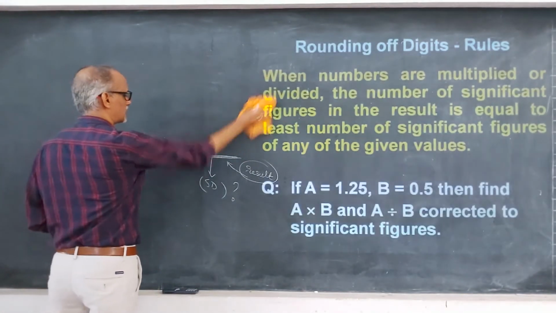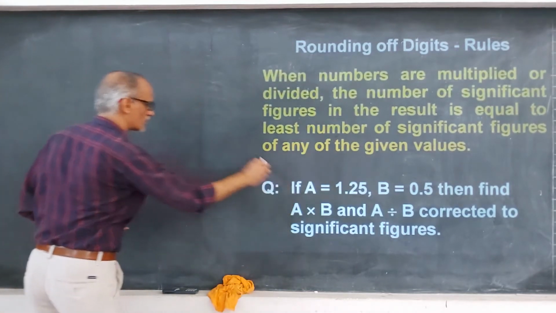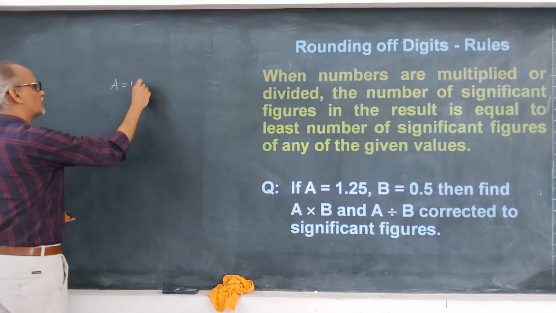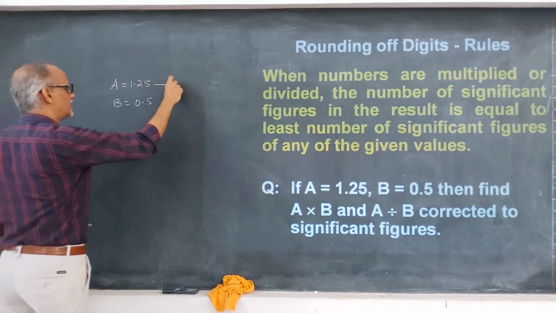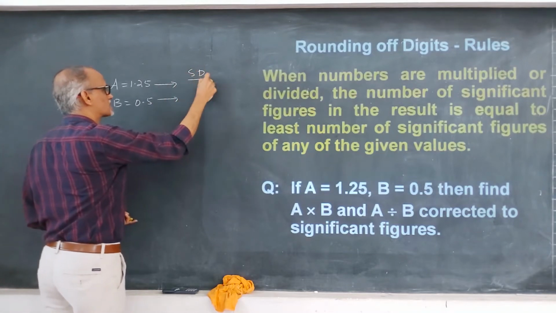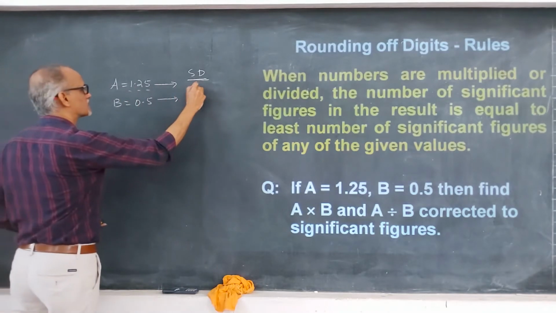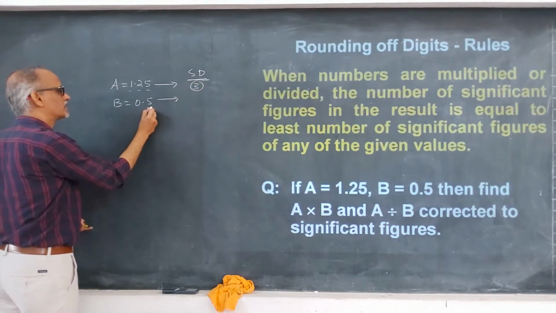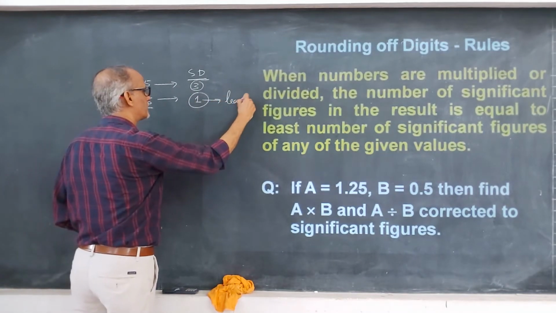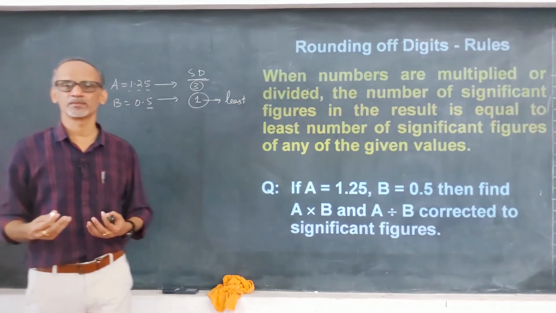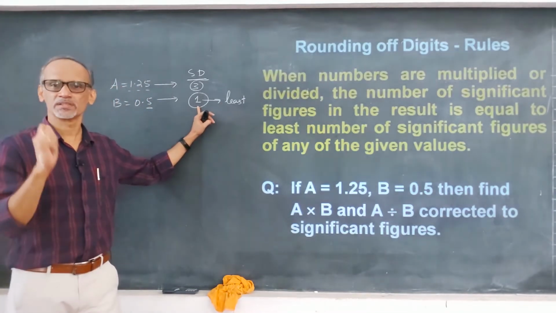Okay, so let's take one question and we'll simplify it. A is given, the value of A is 1.25. The value of B is 0.25. First I will measure the number of significant digits. How many significant digits are here? 1, 2, 3. 3 significant. How many significant digits are here? There is only 1. So which is the least here? This is the least. Therefore, now the rule is, in my final answer, when I do the calculation, I will maintain only one significant digit in the final answer.